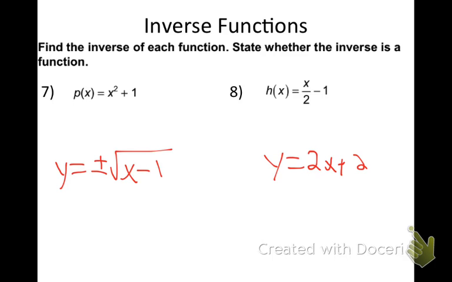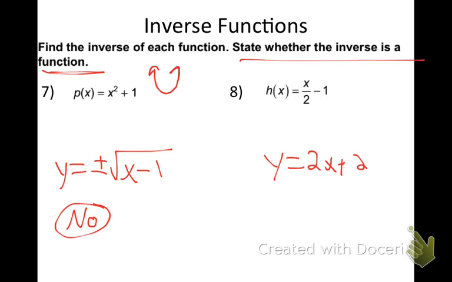Now let's go answer the question. State whether the inverse is a function. Now let's look at number 7. What type of graph would number 7 originally get us? That'd get us a parabola. Would the parabola pass a horizontal line test? No. So there is not an inverse function. Let's look at number 8. What type of graph is number 8? That is a line. Would that pass the horizontal line test? Yes, it would.